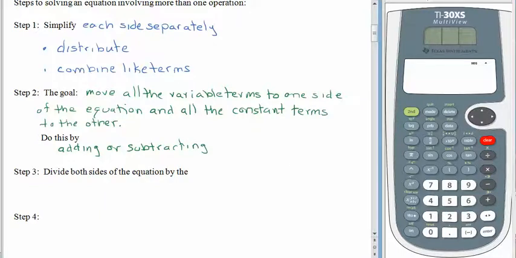Once we have all the variables on one side and all of the constants on the other, we're going to have something that looks like maybe 3x equals 27. And from here, we'll know what to do. We just have to divide. And what we do, of course, is divide both sides of the equation by that number that's in front of the x. And you'll remember that we call that the coefficient. And of course, that's of the variable term.